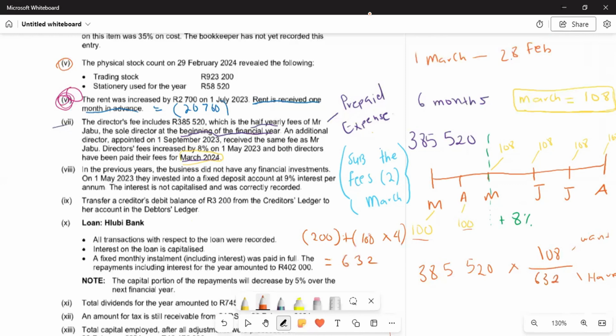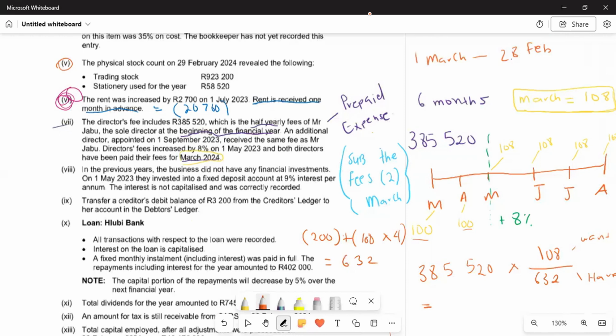And now when I punch this into the calculator, remember this 385,520 is for one director, meaning that the information I'm calculating here relates to one director. But luckily, they are both earning the same. So the final answer that I would get, I would just multiply it by 2, which would represent the amount we paid for these two directors for the month of March 2024.